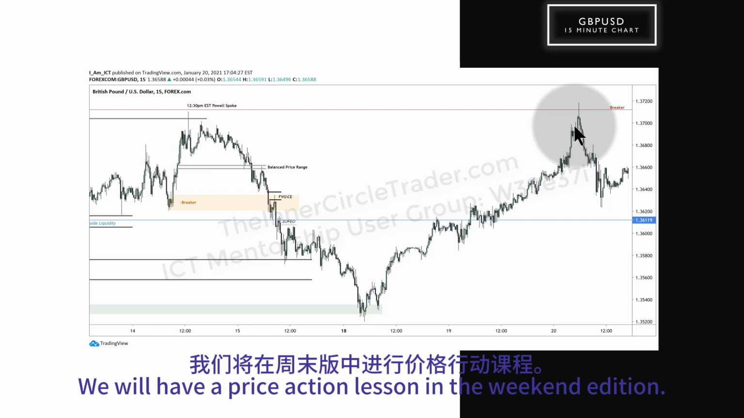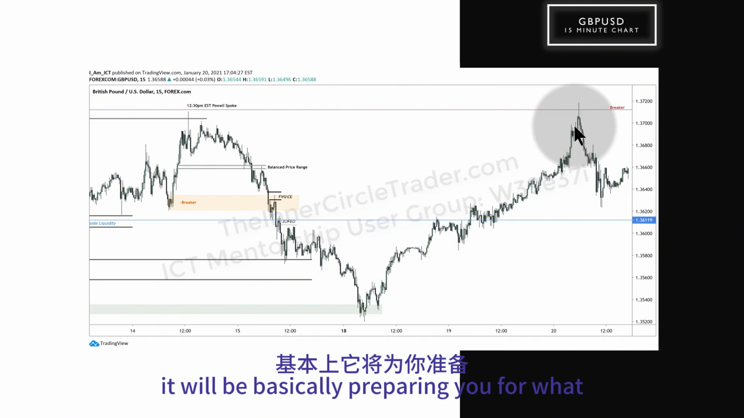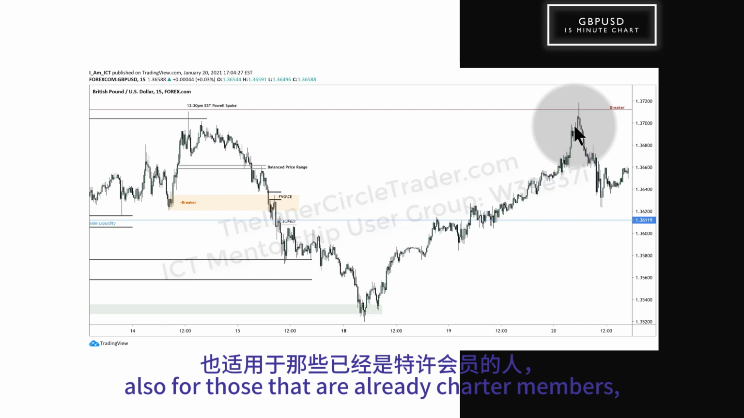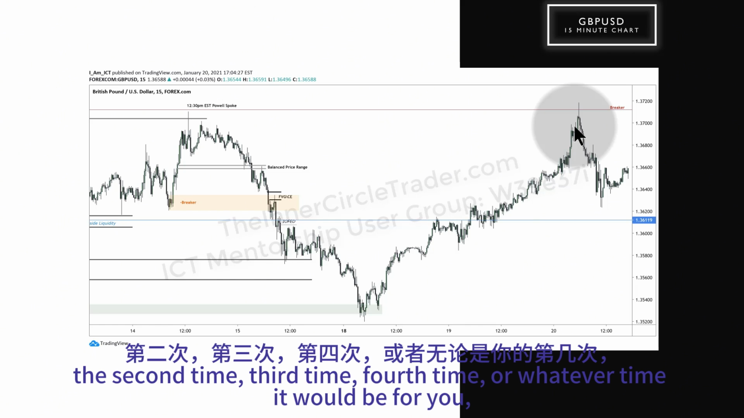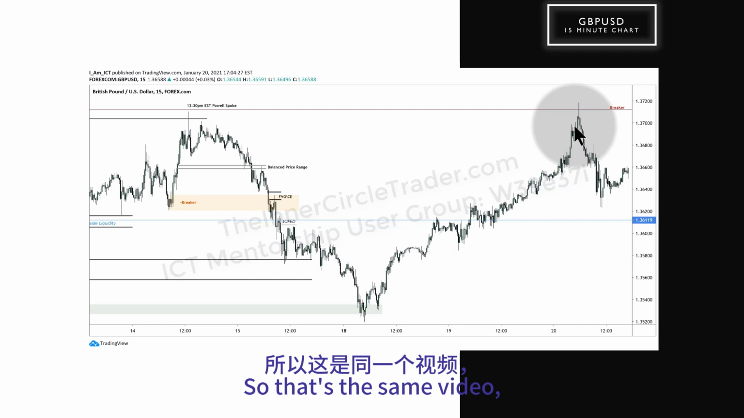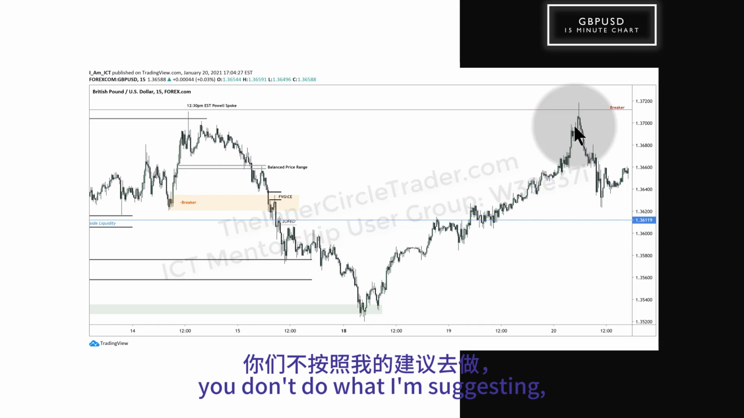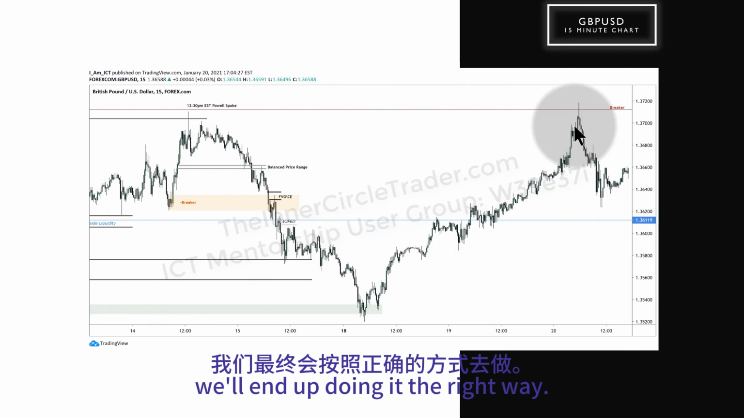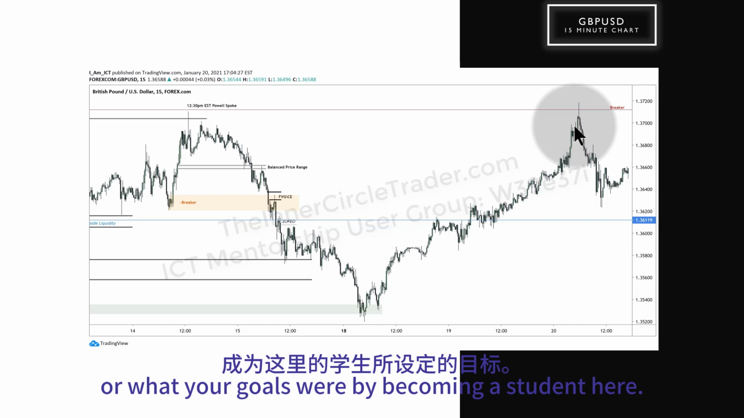We will have a price action lesson in the weekend edition. It will be obviously posted around 10 o'clock in the morning, Sunday's time. And it will be basically preparing you for what we're going to be doing in 2021, and also for those that are already charter members, how you can go back through in a more structured way, and you'll get more from going through it the second time, third time, fourth time, or whatever time it would be for you, by doing what I'm going to teach. And I'm teaching this to the new group too, so that's the same video they're seeing. But if you don't do this, folks, if you're already a charter member and you don't do what I'm suggesting, you're going to waste 2021. And the new group that's coming in will end up doing it the right way, and you will still be behind in what your expectation and or what your goals were by becoming a student here.